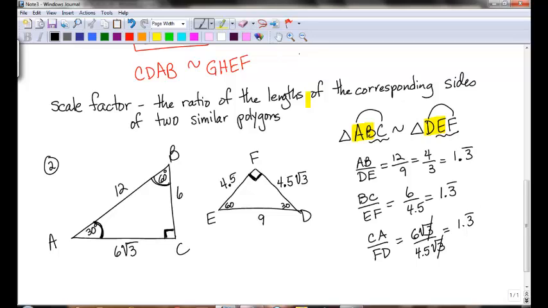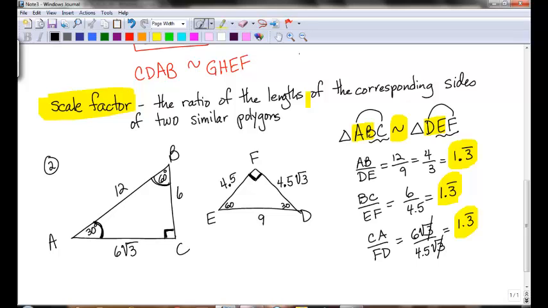So, is it true that these are similar? Are all the angles congruent? Are all the sides in the same ratio? Yes. So it's true, these are similar figures. That's how you tell if they're similar. They have to have congruent angles, and they have to have sides that are in the same ratio. And what is this 1.3 called? That's the scale factor for that problem. Okay?